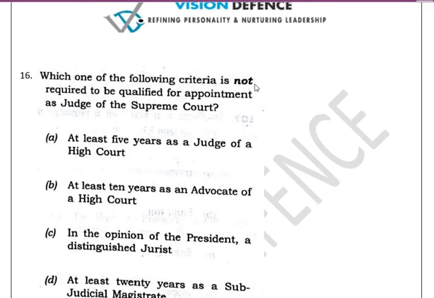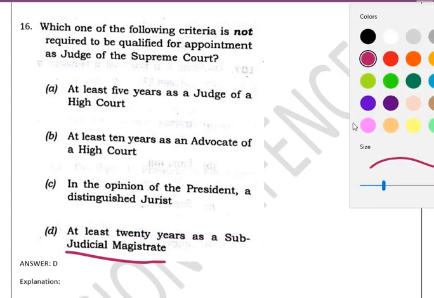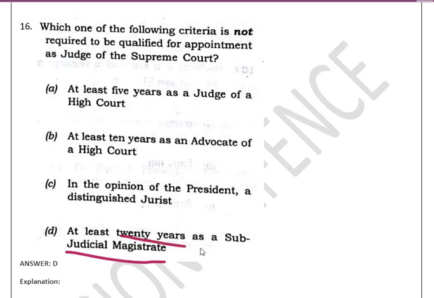16. Which of the following criteria is not required to be qualified for appointment as judge of a Supreme Court? So this is a direct question from articles. So answer is at least 20 years as a sub-judicial magistrate. It is not given in the Constitution. So other than this, all the above 3 are the qualifications to become the judge of a Supreme Court.